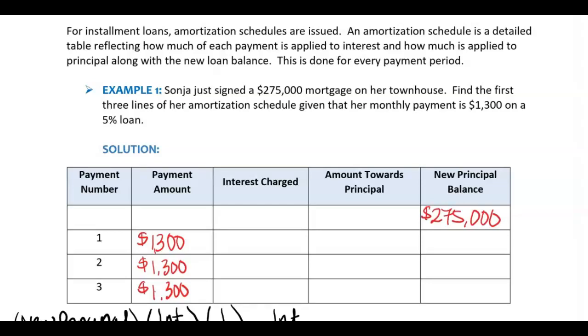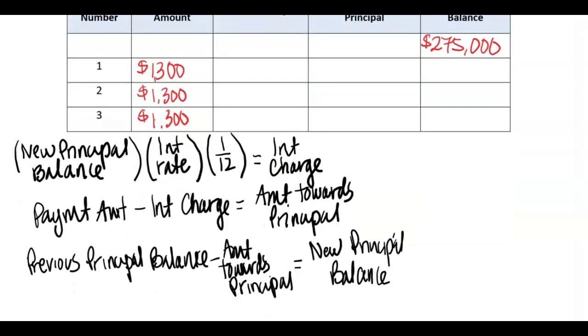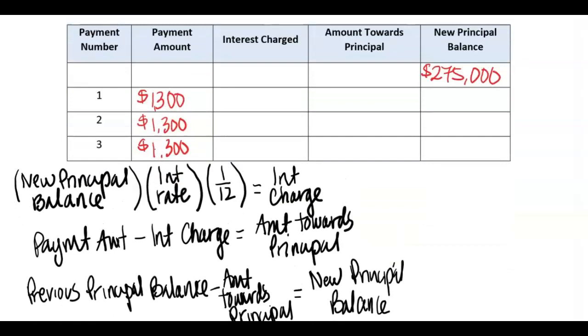So to complete the first line of our amortization schedule, first we need to find the interest charged. So the new principal balance would be $275,000 times an interest rate in decimal form, so it would be 0.05 times 1/12. That would give us an interest charge amount of $1,145.84.